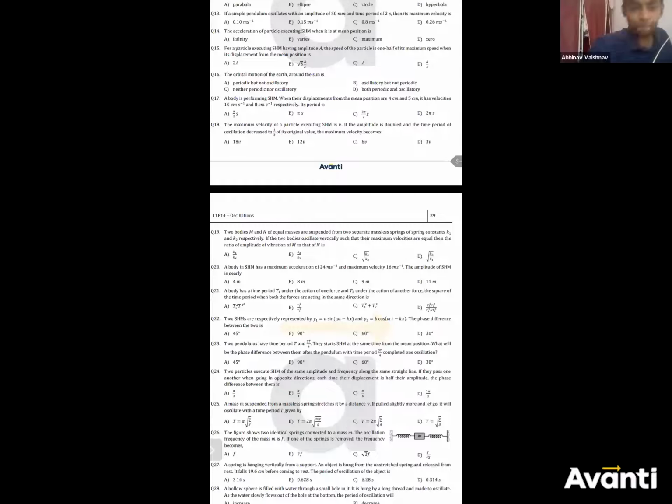Question 23. Two pendulums have time periods T and 5T/4, and they start SHM at the same time from the mean position. दोनों mean position से start कर रहे हैं same time पे. What will be the phase difference between them after the pendulum with time period 5T/4 has completed one oscillation? 5T/4 वाले ने जब one oscillation complete कर लिया है, then what will be the phase difference between them? Okay, that is the question.